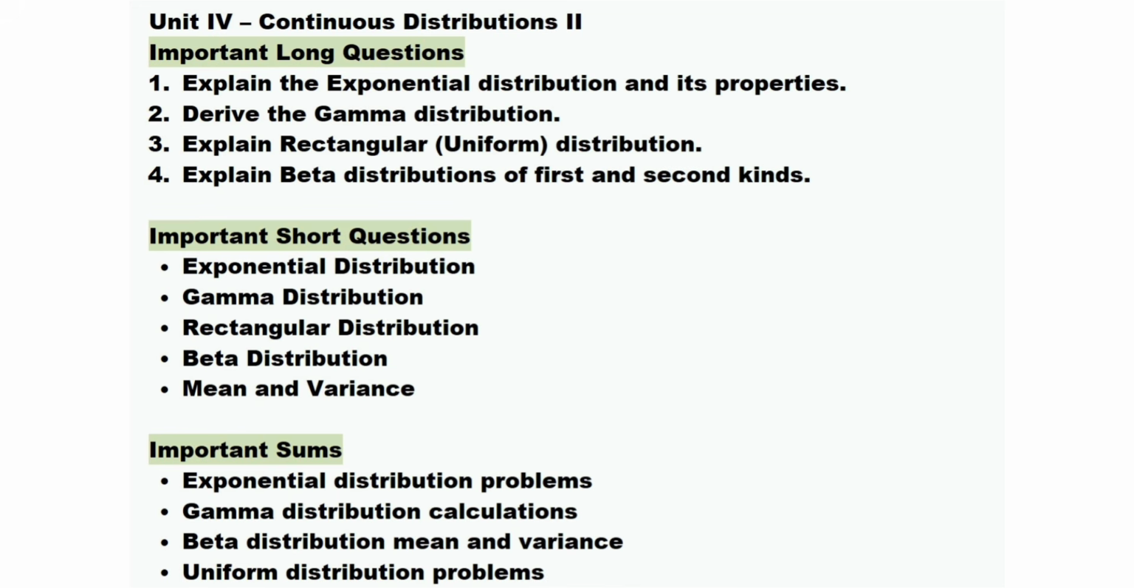Okay, now coming through unit 4, continuous distributions 2. Here also I have mentioned long, short and important sums questions also. Explain the exponential distribution and its properties. Derive the gamma distribution. Third one, explain rectangular uniform distribution. Fourth one, explain beta distributions of first and second kinds.